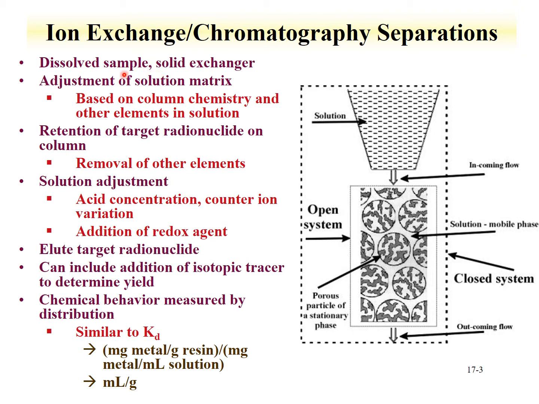Separation is achieved by adjustment of the solution matrix. This is based upon the chemistry of the column. In other words, we could have a cation or anion exchanger, and the solution of the elements that we're interested in separating, including the target element itself. Generally, what occurs is that we have retention of a target radionuclide on a column. The other elements can be removed, and then the purified target radionuclide can be removed from the column.